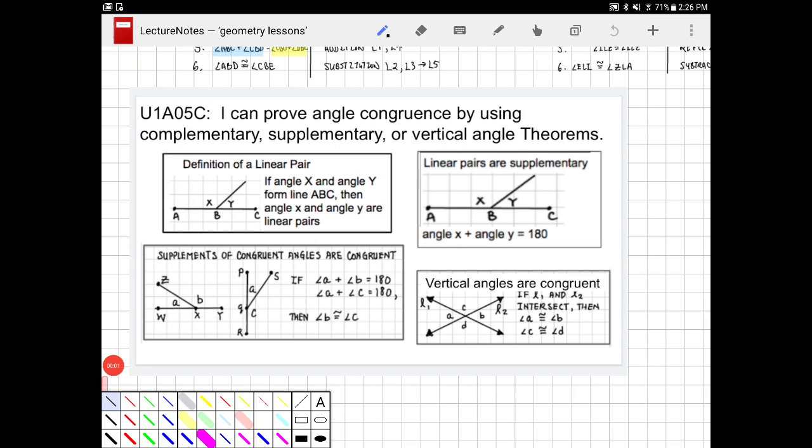Hello students, this is lesson U1A05c. I can prove angle congruence by using complementary, supplementary, or vertical angle theorems.